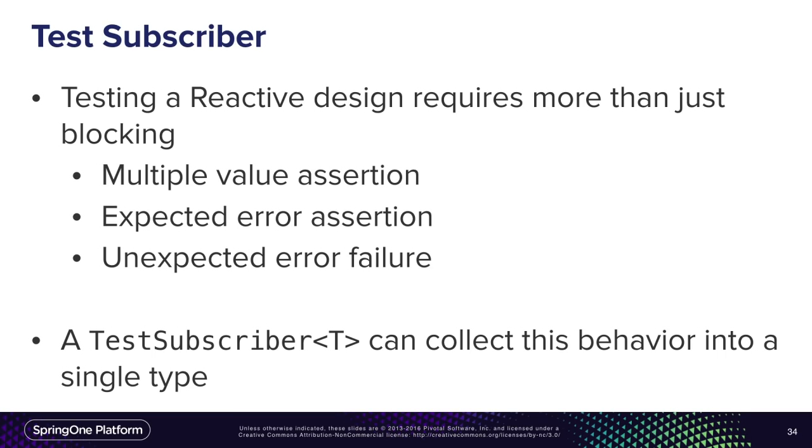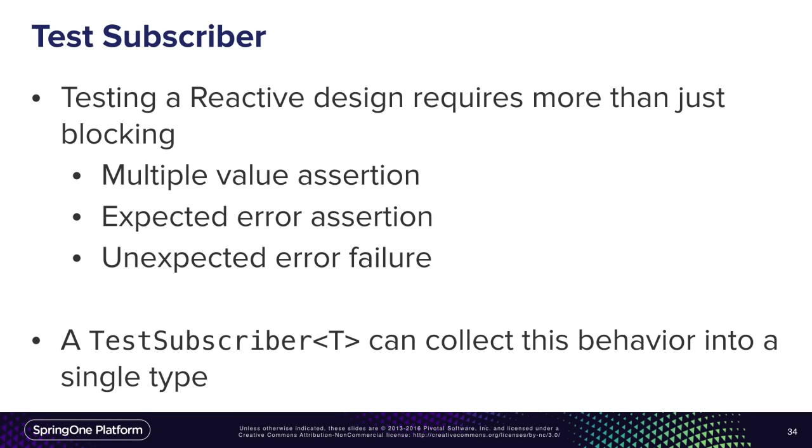So an easy way of dealing with that problem is to actually create a custom or a deliberate test subscriber rather than just a generic one. While we're making a test subscriber, we can put the countdown latch stuff in there, but we can also do other things with it. So we can have it make multiple value assertions.